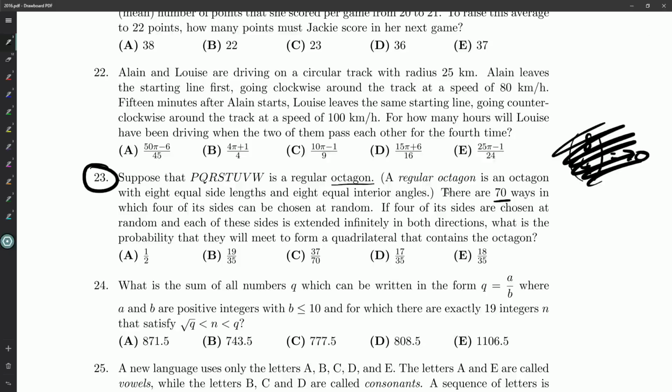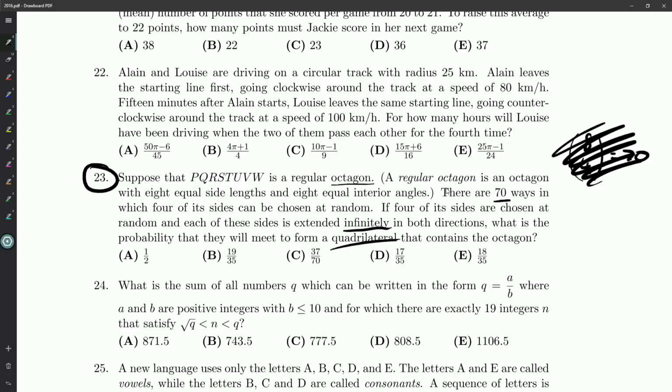If 4 of its sides are chosen at random, and each of these sides is extended infinitely in both directions, what is the probability that they will meet to form a quadrilateral that contains the octagon?